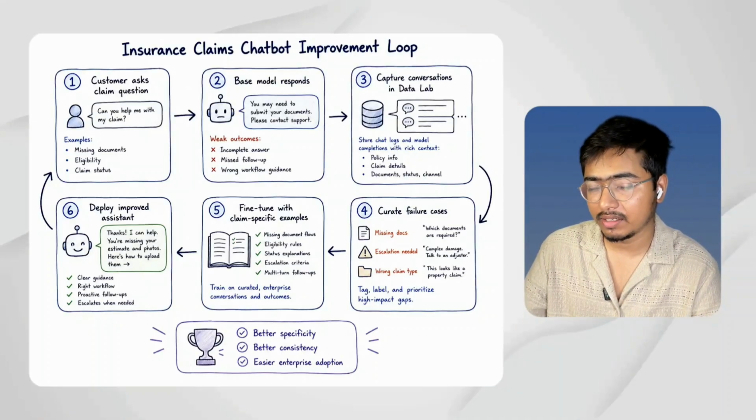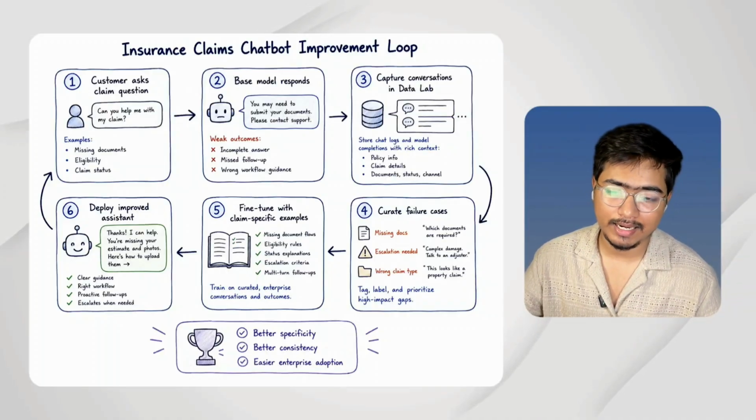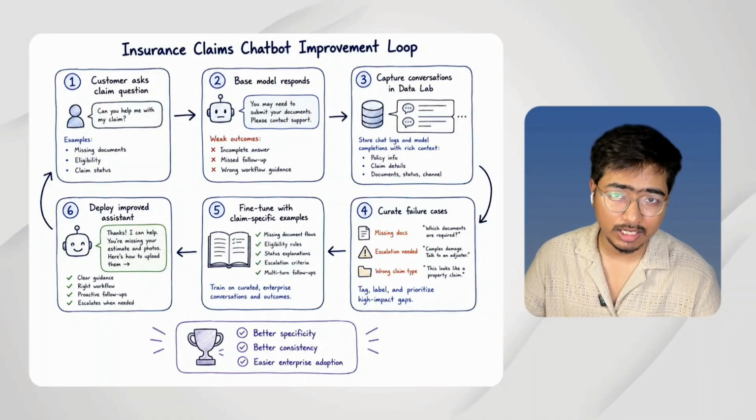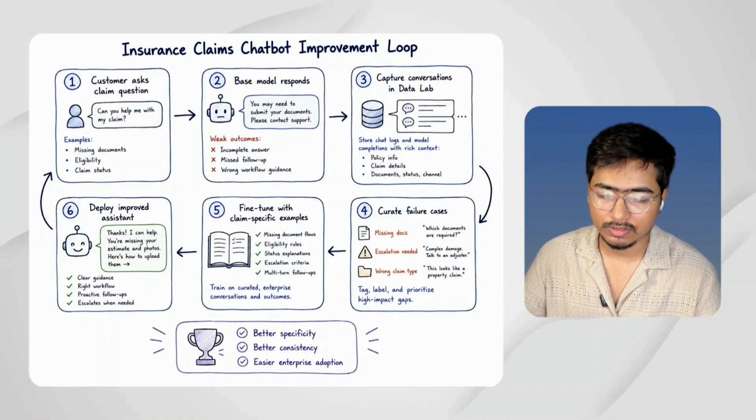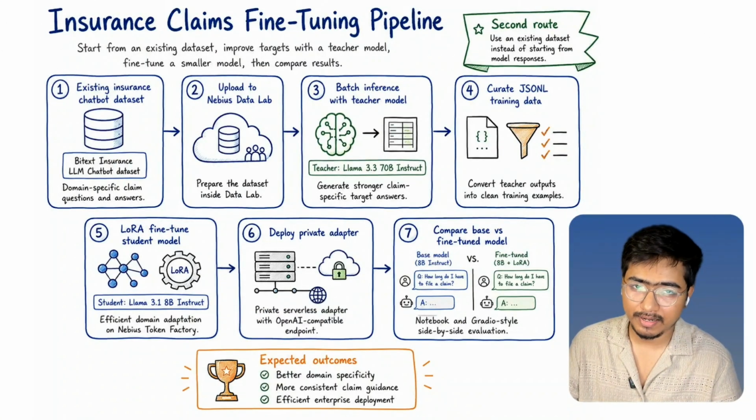Then we deployed the improved model from Nebius Token Factory, and inside the chatbot we changed the model ID and it started working and performing better than the previous version. So this is the real flow of how I improved my model.